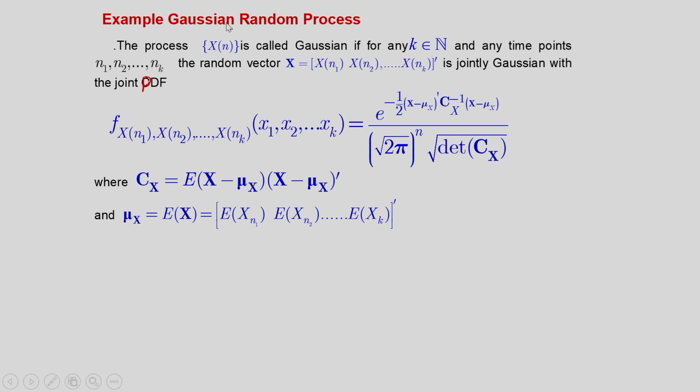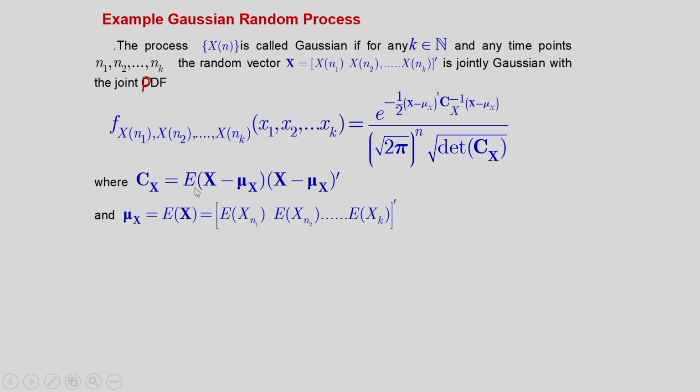We will give an example, Gaussian random process. The process xn is called Gaussian if for any k belonging to n and any time points n1, n2 up to nk, the random vector given by this column vector with elements xn1, xn2 up to xnk is jointly Gaussian with the joint PDF. This is the PDF. We have already discussed about this PDF. So, PDF is the Gaussian PDF and given by e to the power minus half x minus mu x transpose into Cx inverse of the covariance matrix into x minus mu x, and divided by this normalizing factor root over 2 pi to the power n square root of determinant of Cx.